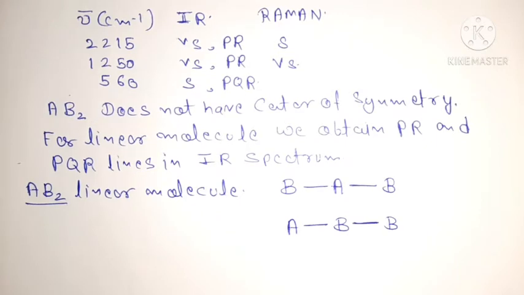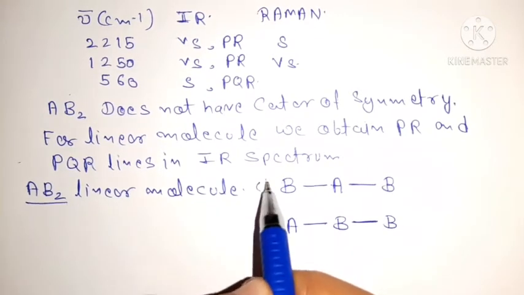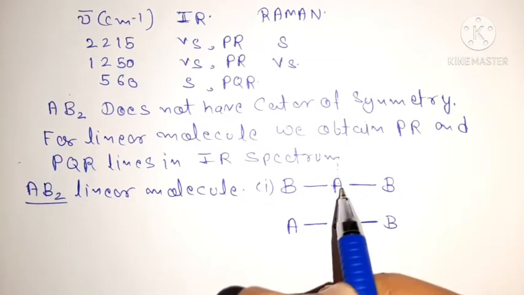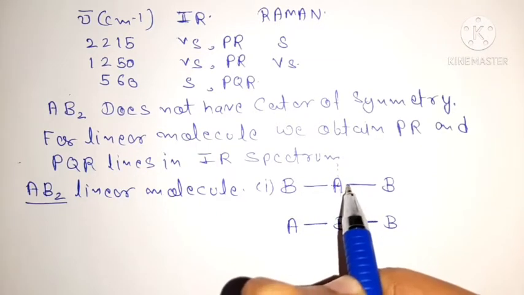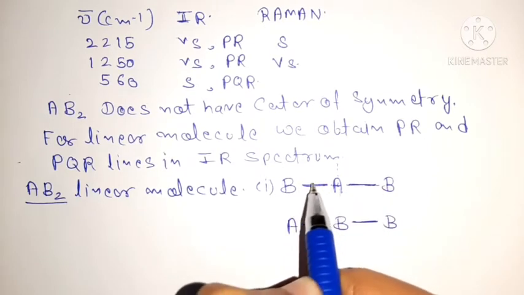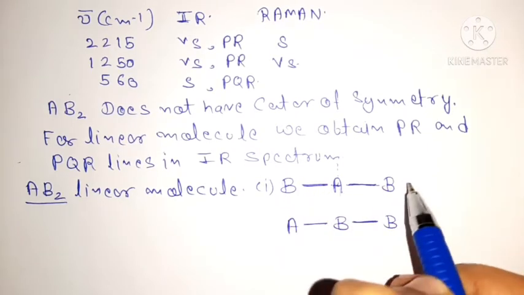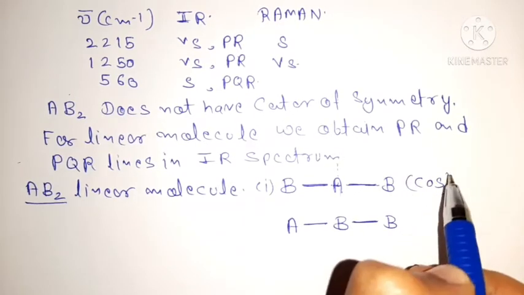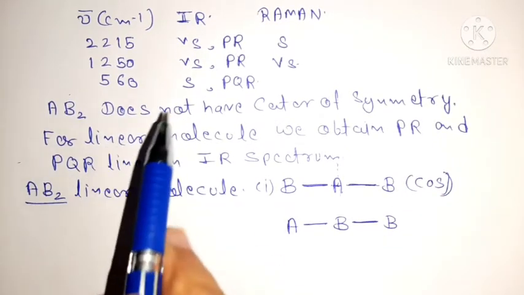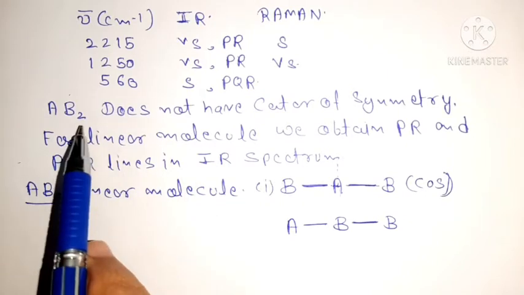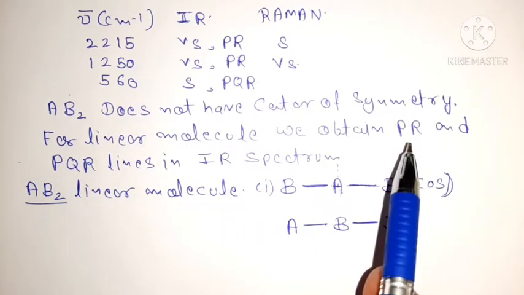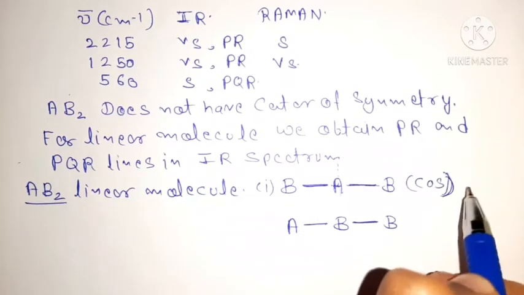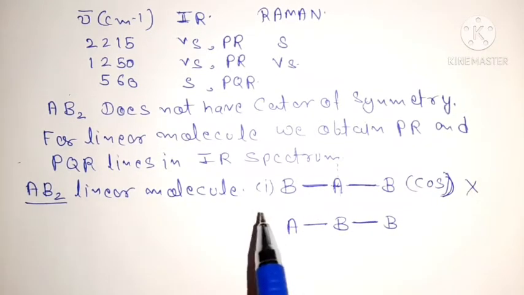You clearly see that in the first condition it has a center of symmetry, because in the center a B atom is present, and in this direction a B atom is also present. So in this arrangement it has a center of symmetry. On the basis of your given data, we conclude that it doesn't have a center of symmetry, because it doesn't follow the rule of mutual exclusion. So this arrangement will be cancelled out.